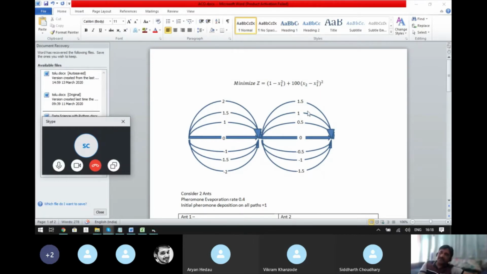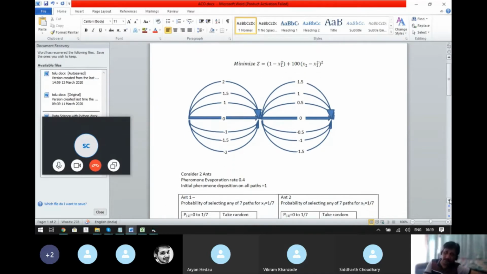Now, in this problem, we will be considering that there are 2 ants. Actually, 2 ants are very much inadequate. There should be about 8 ants, 4 ants per variable, for getting better results and faster convergence. But for helping us to demonstrate, I'll be taking just 2 ants. Consider 2 ants. All right.